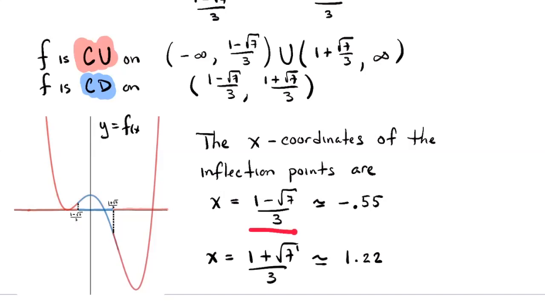It's exactly at 1 minus the square root of 7 over 3. It's approximately minus 0.5. All right, likewise, the concavity switches from up back to down somewhere. Where is that somewhere? It's exactly 1 plus root 7 over 3. All right, approximately 1.2. Nice. So there's what the second derivative carries information about: concavity and where it changes.